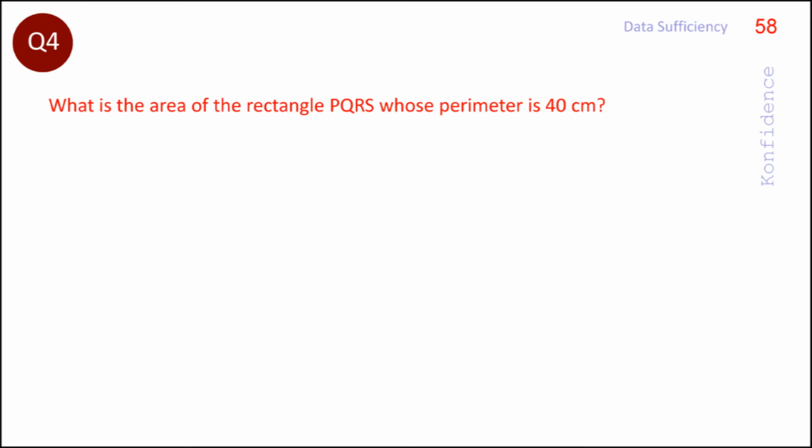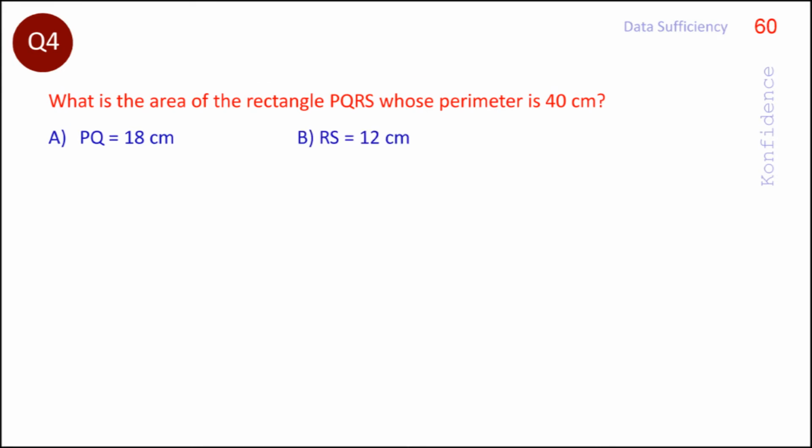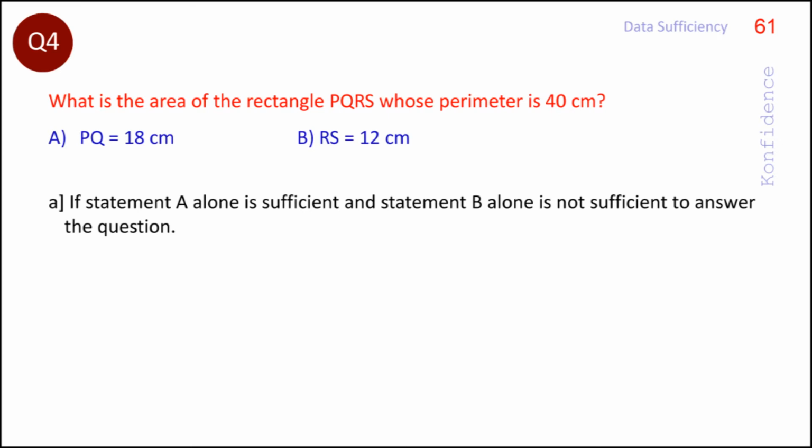Refer the next question Q4. What is the area of the rectangle PQRS whose perimeter is 40 centimeters? Statement A, PQ equal to 18 centimeters. Statement B, RS equal to 12 centimeters. Mark your answer as A if statement A alone is sufficient and statement B alone is not sufficient to answer the question.